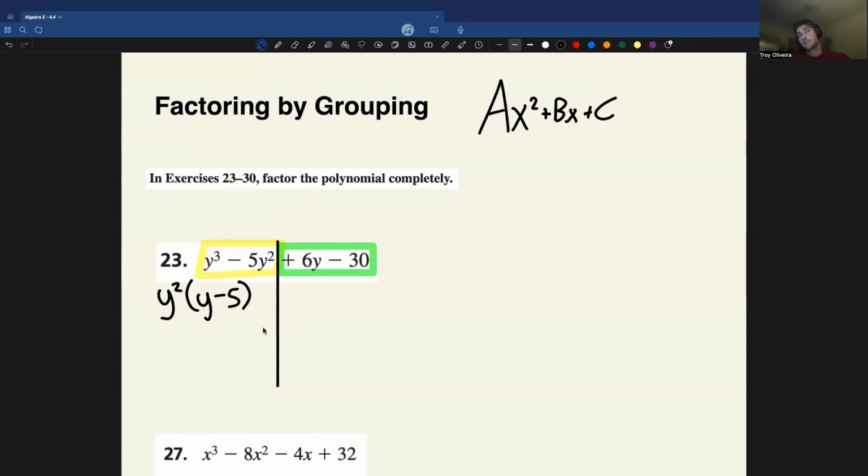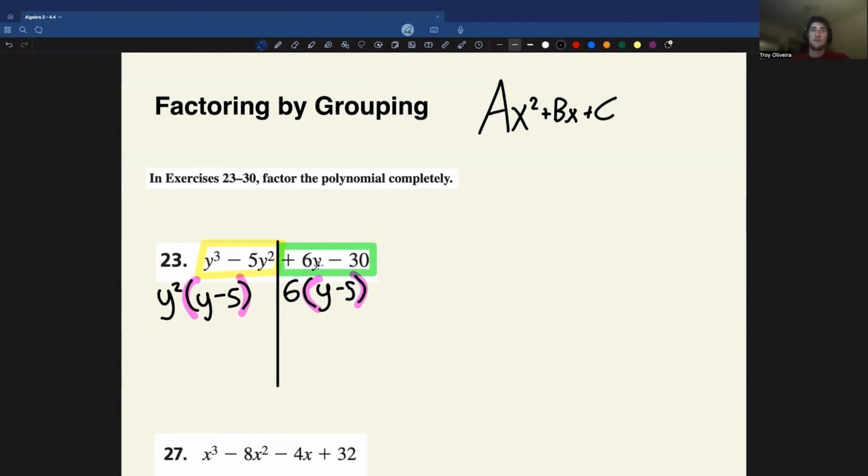Okay, awesome. And now I'm going to come over to this right side and factor this one with a GCF. Well, there's no y I can take out, but there are coefficients, right? 30 is divisible by 6, so I can take out that 6, and this leaves us with y minus 5. Okay, awesome. And so what we now see is that we are left with the inside of the parentheses being y minus 5 in both cases.